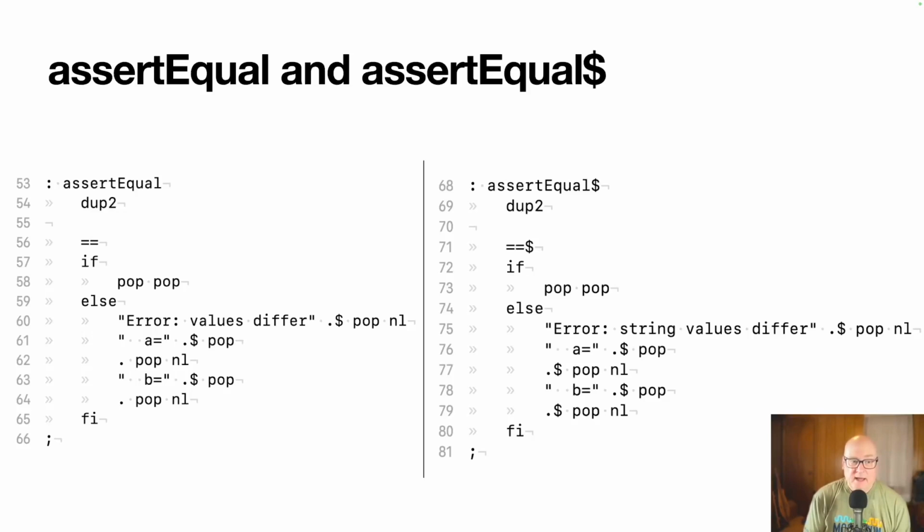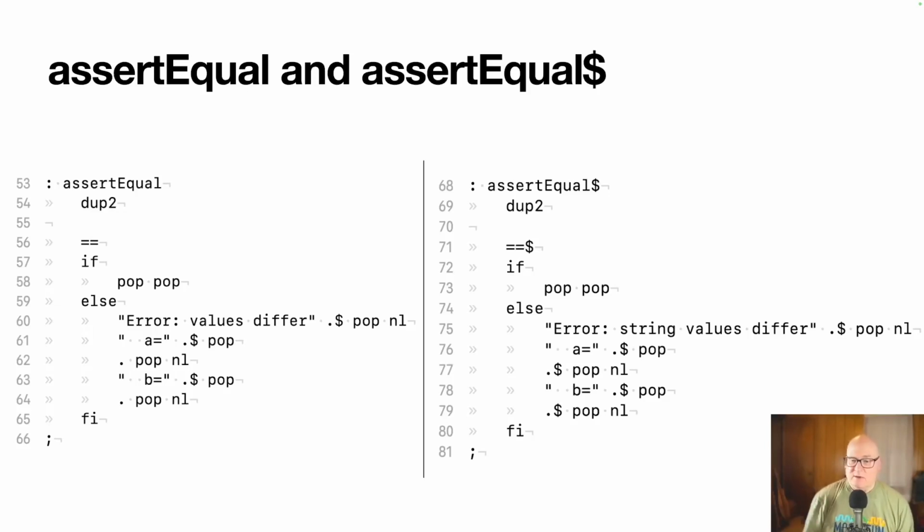And then A, which is the top of the stack, and B, which is the second one down. And notice 62 is dot, pop, and L. So we're popping that duplicated value, or the underlying value, and after we print it. So we really did the dupe2 so we'd have something to print.